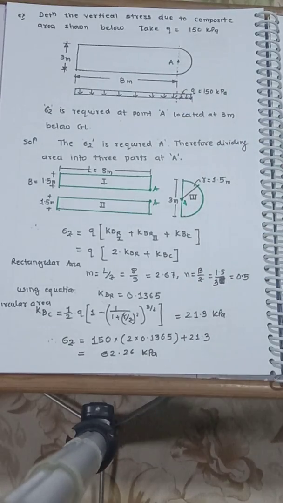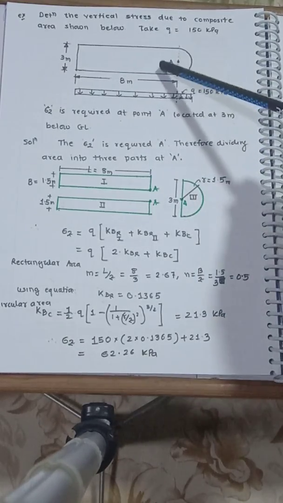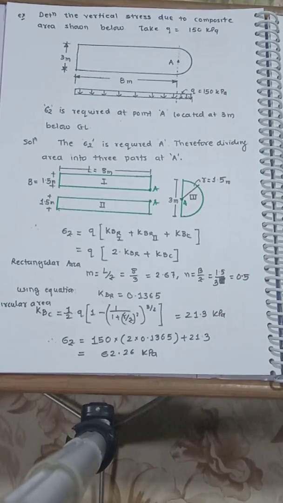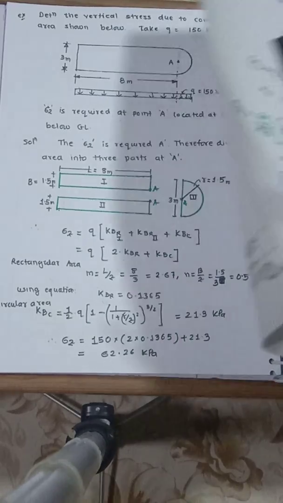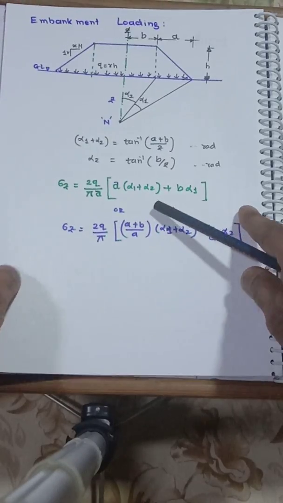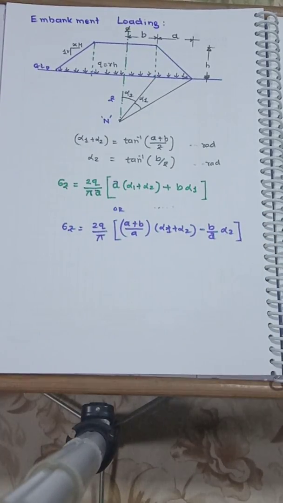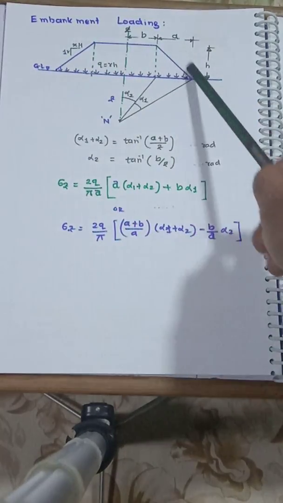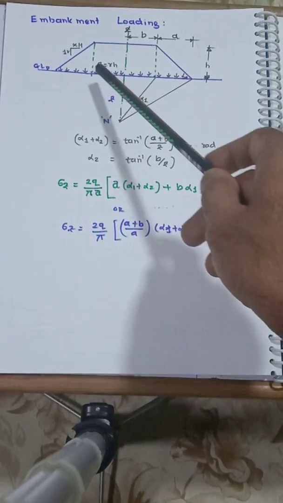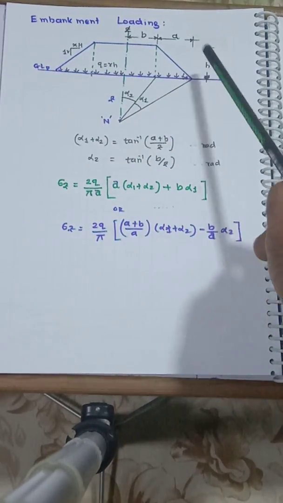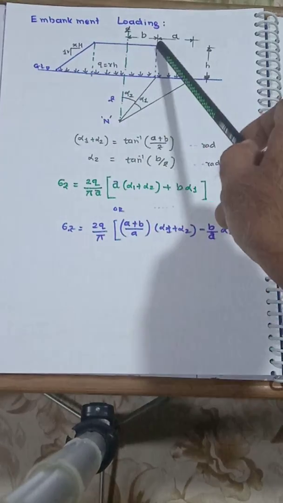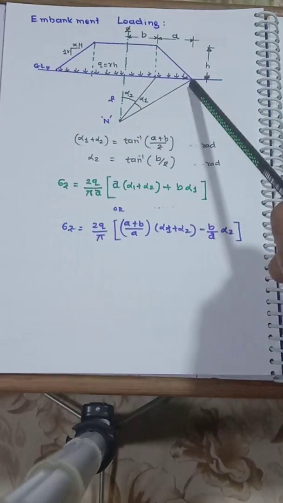The requirement is that the load can be divided into geometries for which we have expressions. Now we'll go for the last type of loading, which is another important loading. Many times we require it in road work: the embankment loading. Let us say this is the embankment in cross section, and it has a height h. The top width is this, and this is the bottom width.